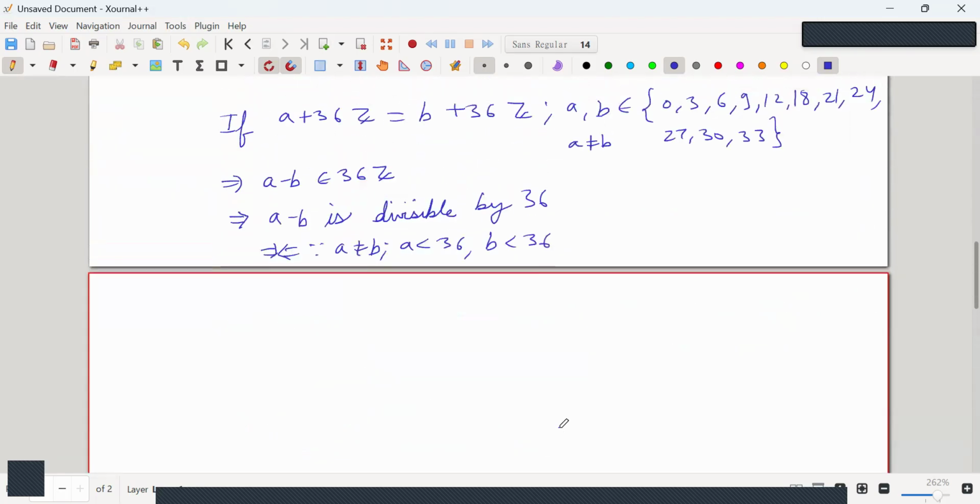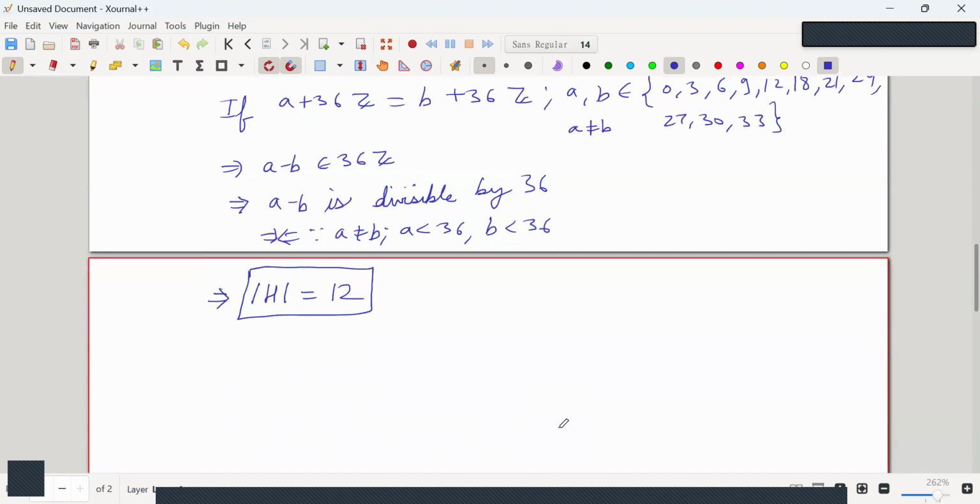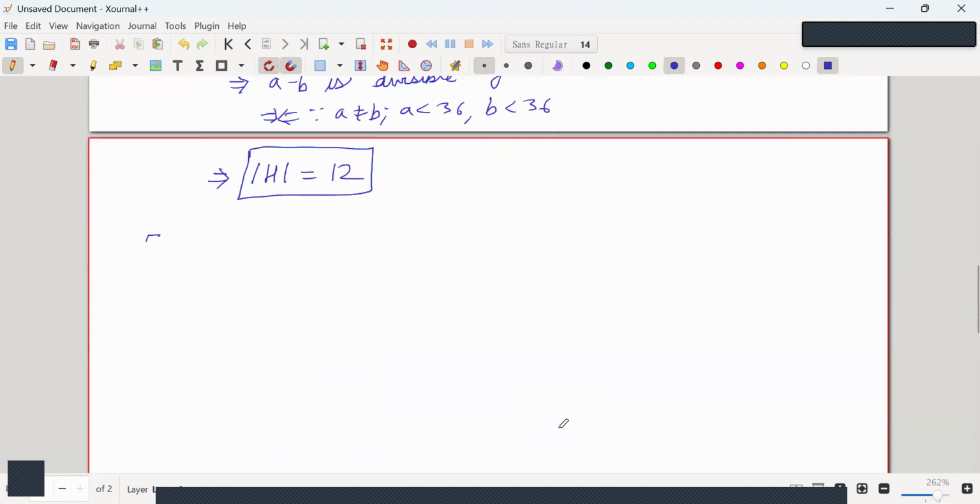Okay, is it fine? Yes, sir. This implies size of H is 12, and this is true in general. So this is an exercise for you.